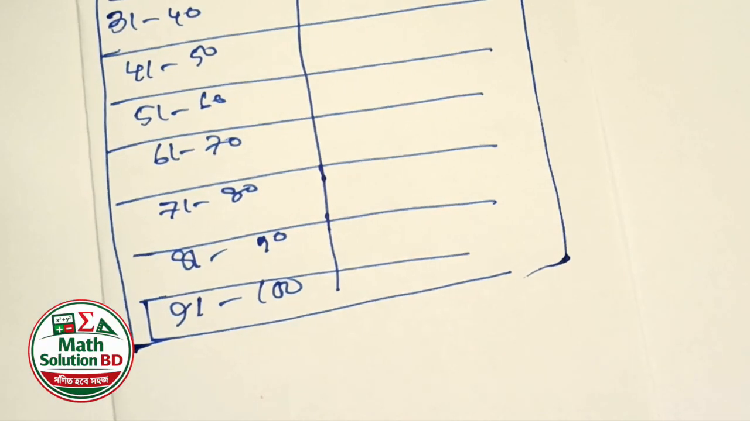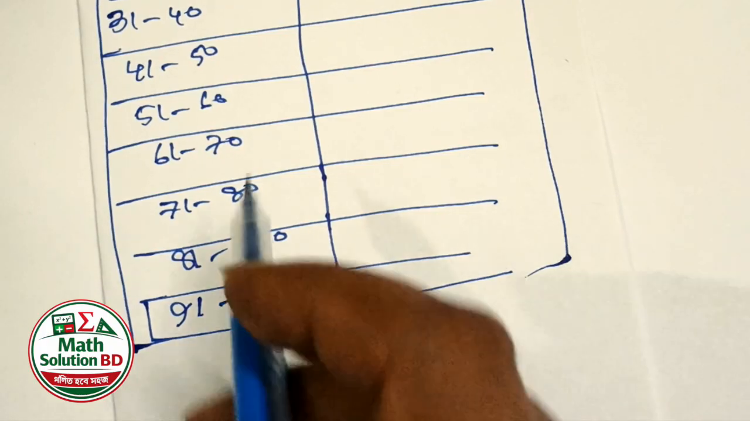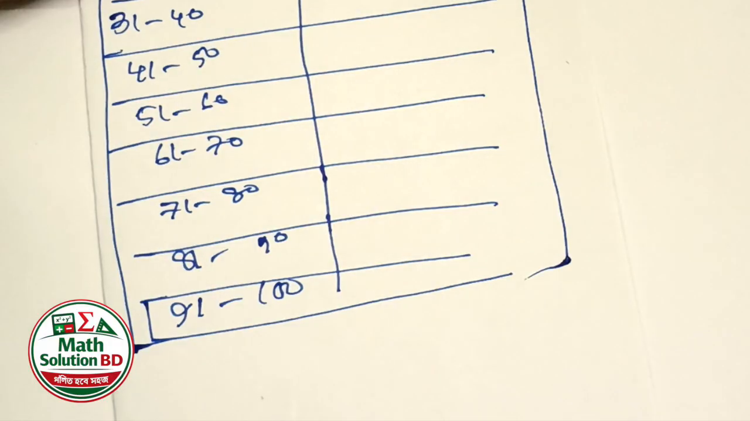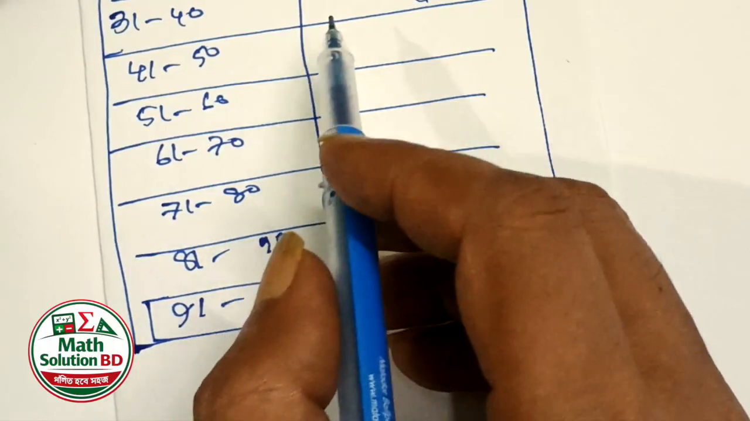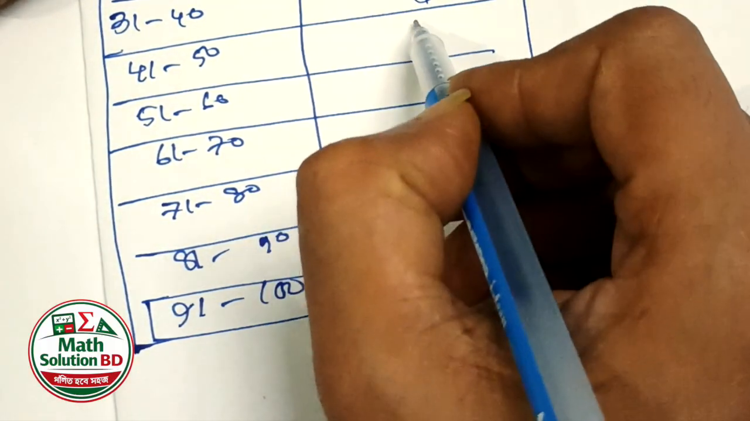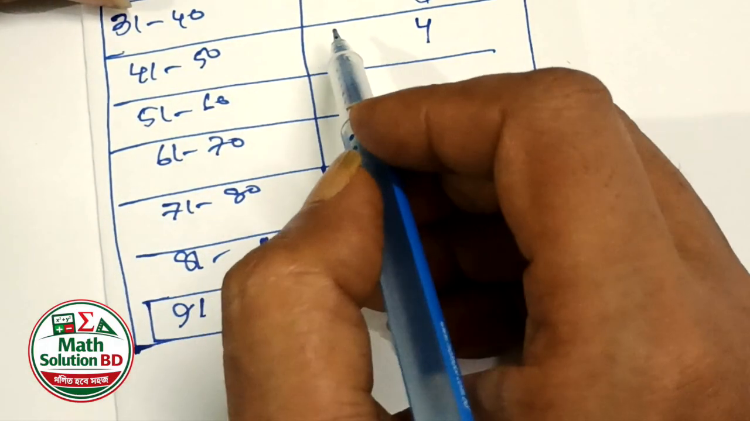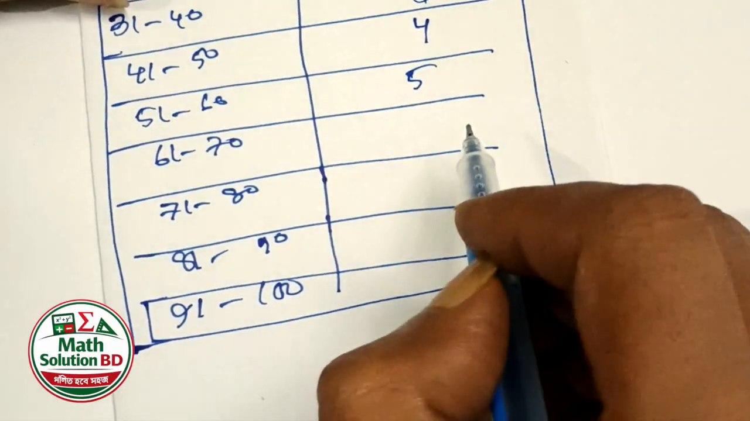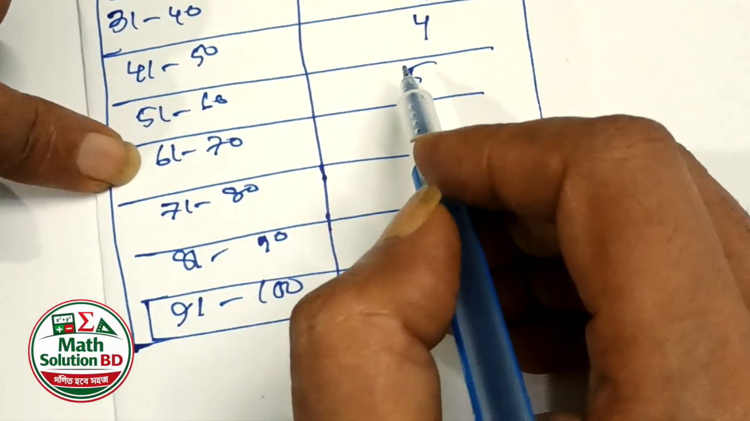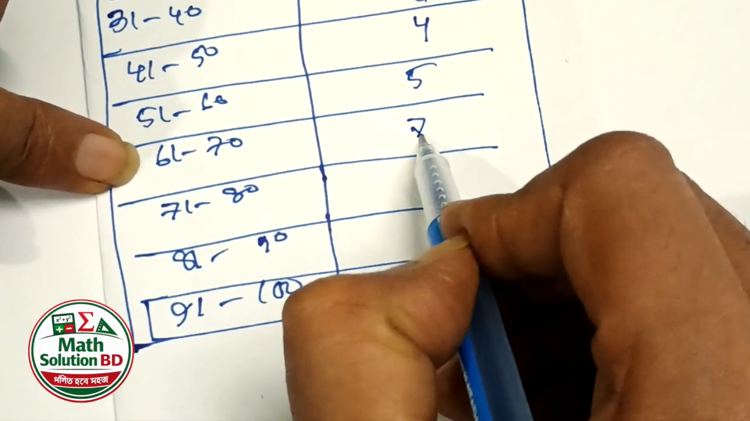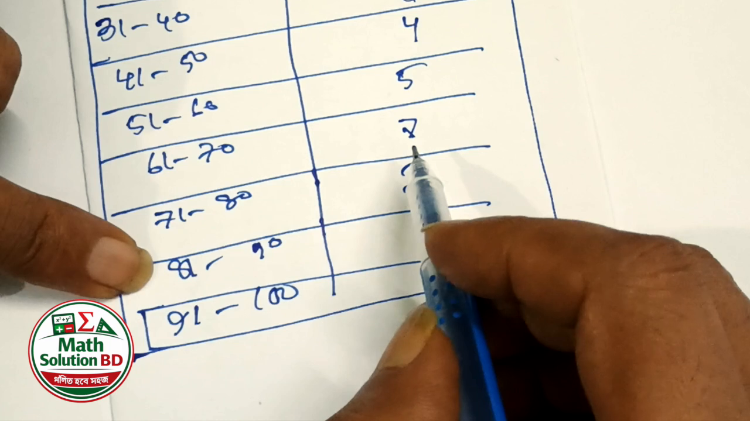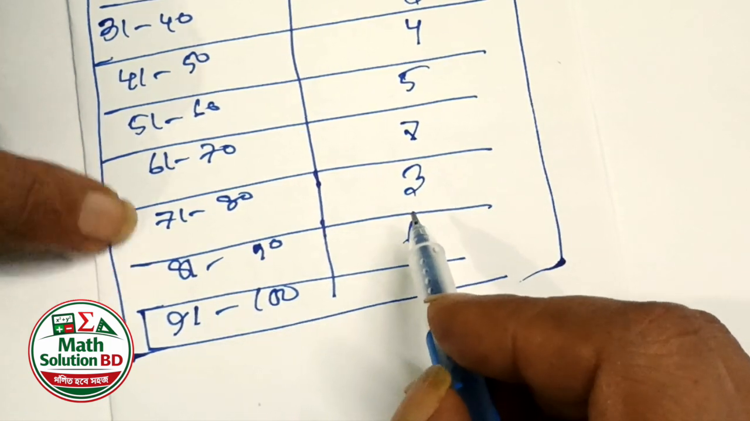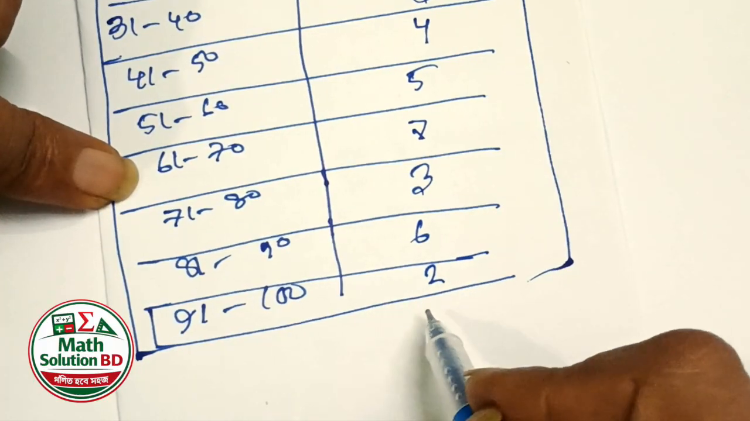Okay. If you see in the chart, here 31 to 40, 3 students, then 41 to 50, 4 students, 51 to 60, 5 students, 61 to 70, 7 students, 71 to 80, 3 students, and 81 to 90, 6 students, and 91 to 100, 2 students. Okay.